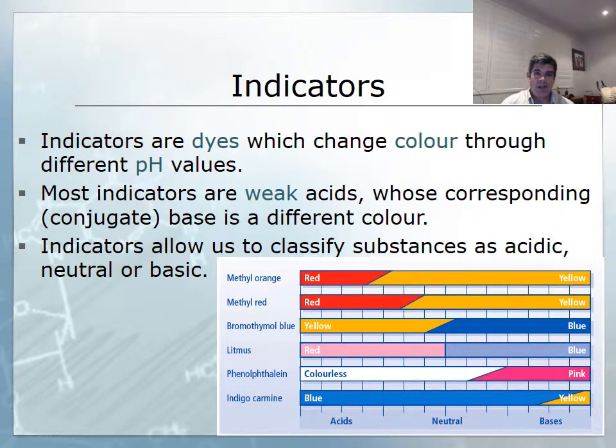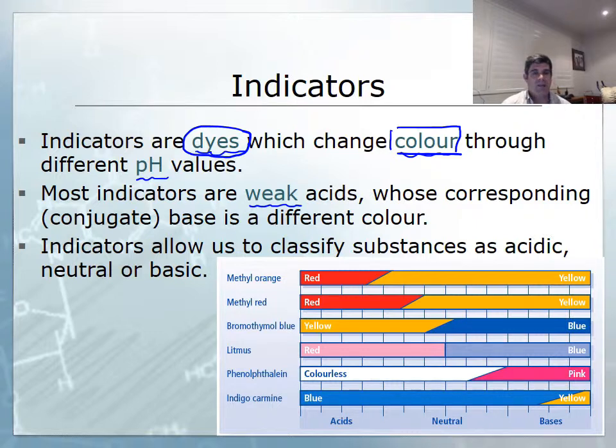Indicators are dyes which change color in different solutions, acidic or basic solutions. So that is solutions with different pH values. Because an indicator is a pigment, we need to make sure that there will be a range of different colors for the indicator so that we can get some sense of whether the solution is in the acid or base range. Now, most indicators are actually buffer solutions, and that's a term that we'll look at later on.